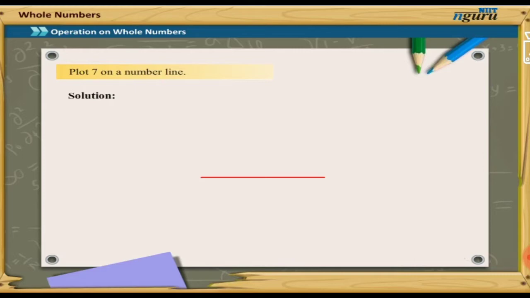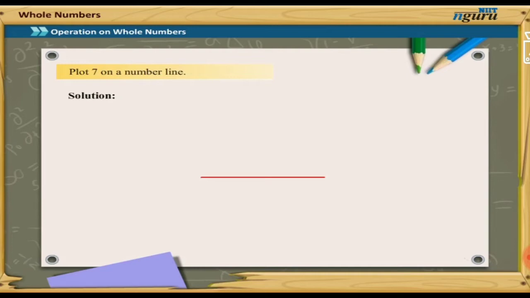Let us solve the following example. Draw a number line. Starting from 0, move 13 steps to the right. You reach the number 13. Now, to subtract 4, take 4 steps to the left of 13. You reach the number 9. So, 13 minus 4 is 9.